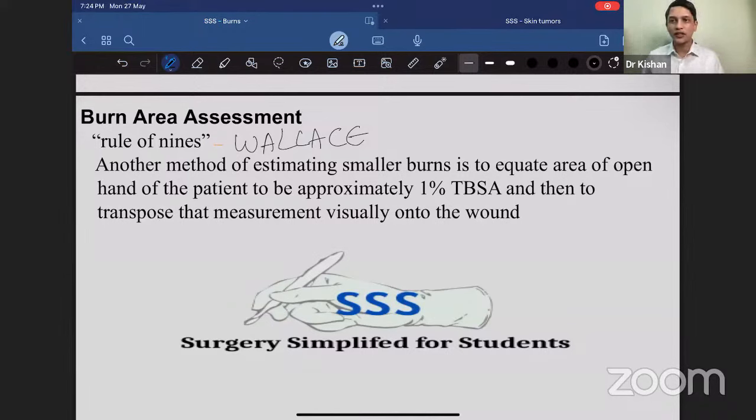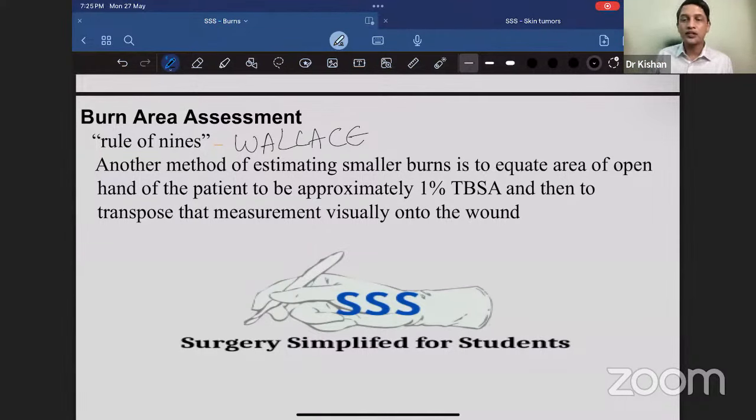Genitals. Very good, Shankar Narayan. The perineum and genital region constitutes 1%. So this is when there is a cross burns present. If there are very discrete burn areas here and there, small burns here, a little bit of burns on my chest, then how do we calculate the percentage?